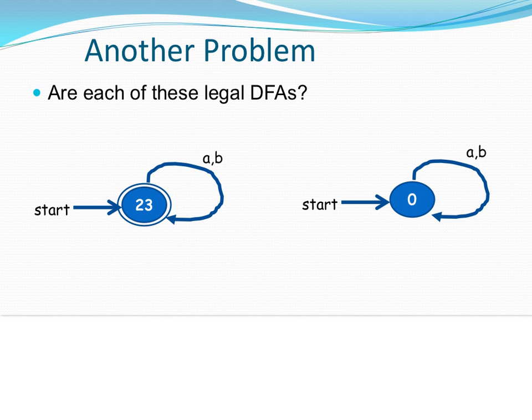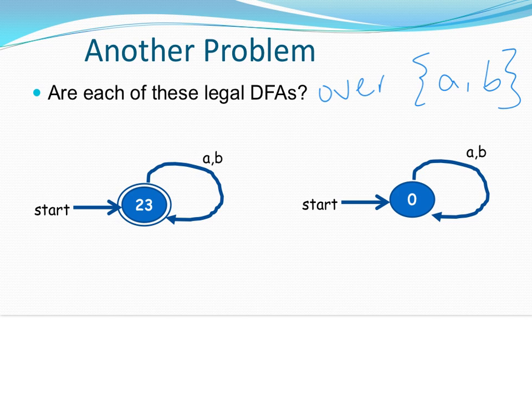Okay? And here's a question. Are these both legal? So take a look. These are actually, let's say, are they both legal DFAs over the alphabet AB? Okay. So pause, think. So yeah, they are. There's nothing wrong with me labeling a state as 23. It's unusual, but nothing wrong with it.